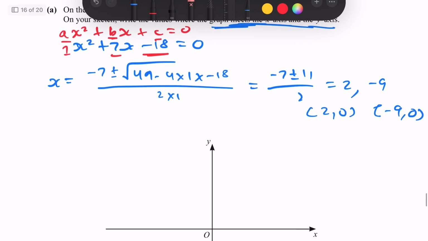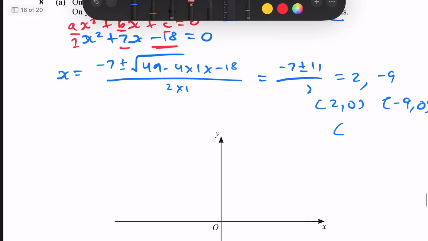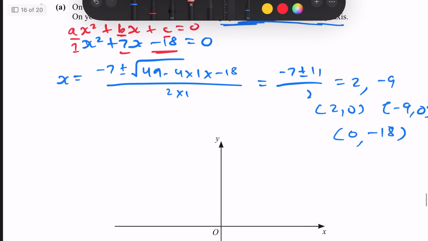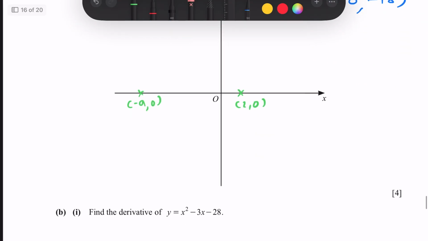Now when x is 0, what is the value of y? I.e. what is the y-intercept? That is equal to c itself. So our third point that matters is 0, c. And since c is equal to negative 18, this means that our point is 0, negative 18. Now with these 3 points, let's first note these down. So 2, 0, negative 9, 0, and 0, negative 18.